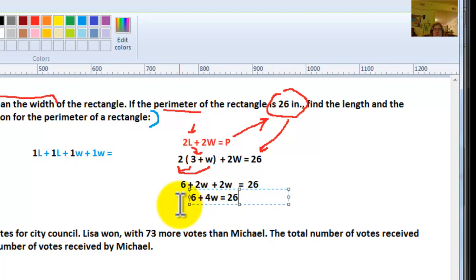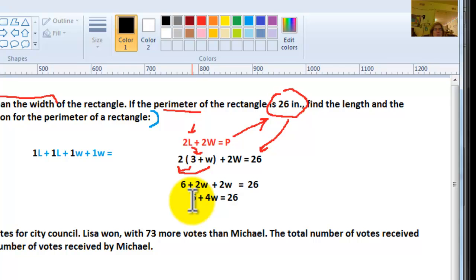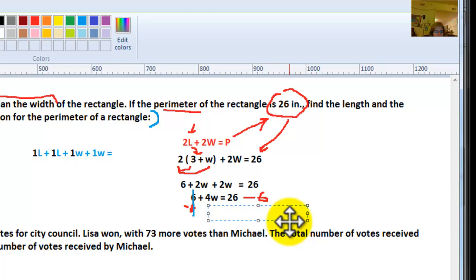So we continue to simplify. 6 is added on both sides of the equation, so we subtract it out. And let's use our red to subtract 6 from both sides. Subtract 6. So then here we're given 0. 6 minus 6 is 0. So then we would rewrite our equation as 4W equals 26 minus 6, but let's change that to 20.